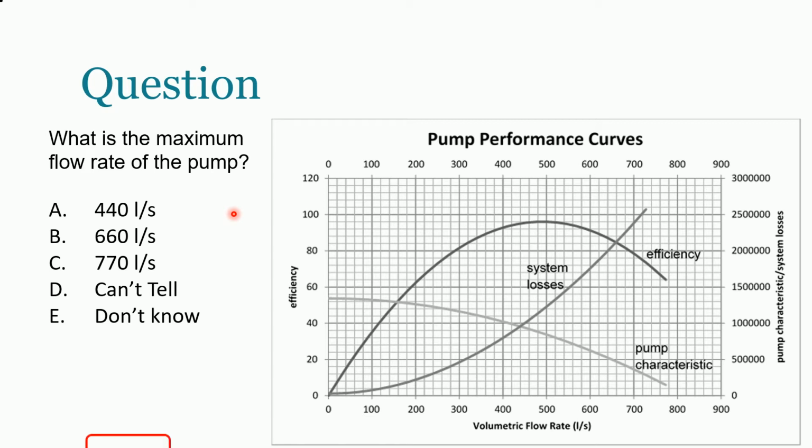Okay, so the answer to this is actually 770 litres per second. If you look at the pump characteristic curve, you can see, if you remember, pumps generally have higher pressure at lower flow rate and lower pressure at higher flow rate, but the maximum this will go up to is 770 litres per second.